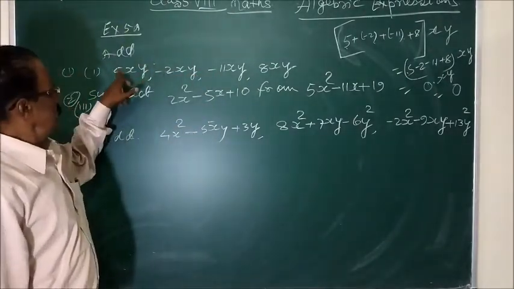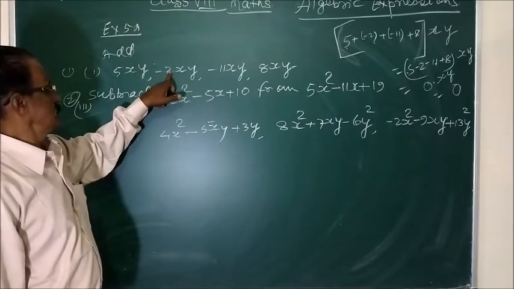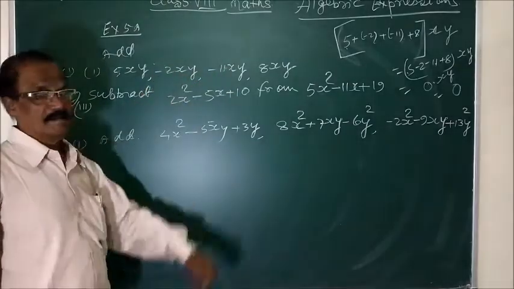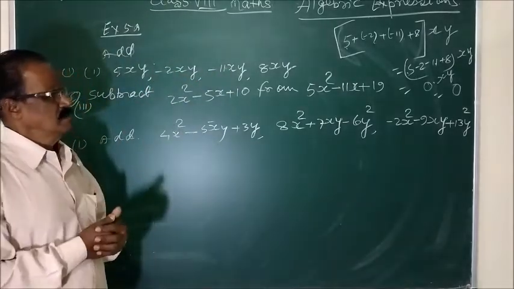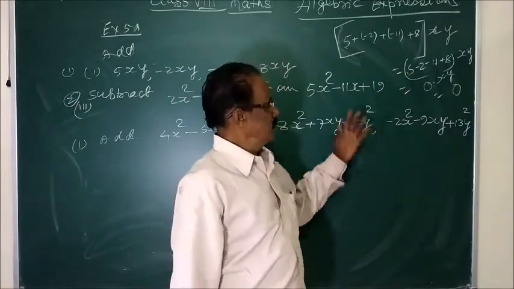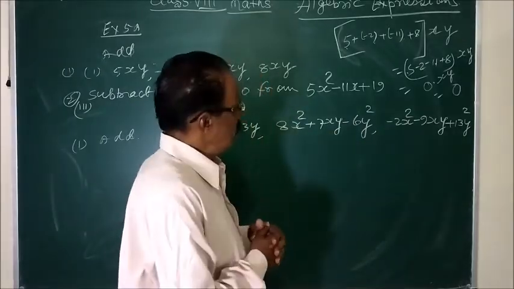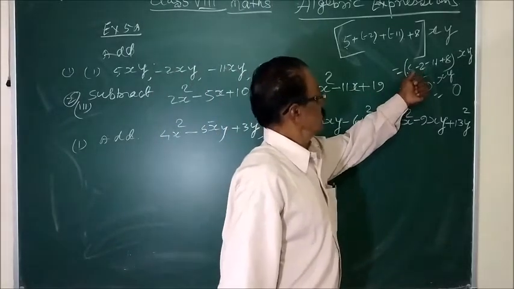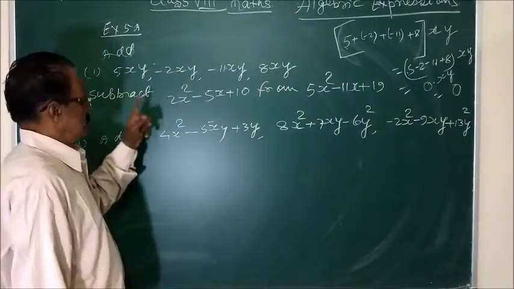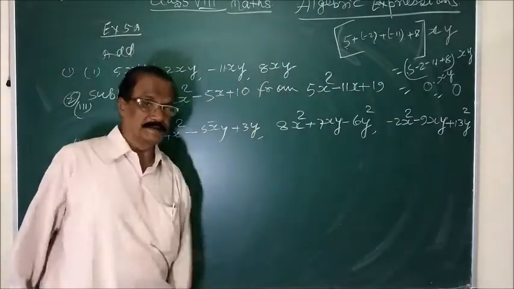So now, if you gain more knowledge, you will simplify 5 minus 2, or like this, 5 plus 8, 13, and minus 2, minus 11, minus 13. Similarly, you can simplify these numerical coefficients either by adding the same signed coefficients, or you can continue by simplifying any two numerical coefficients. Now you see subtraction. How many terms? 3 terms. You subtract these 3 terms from the given terms.